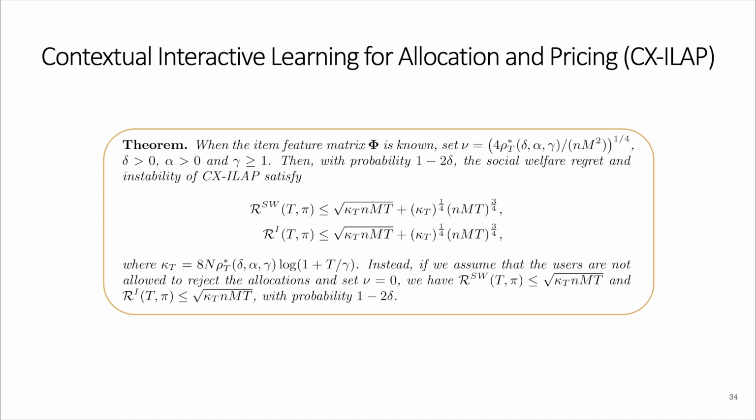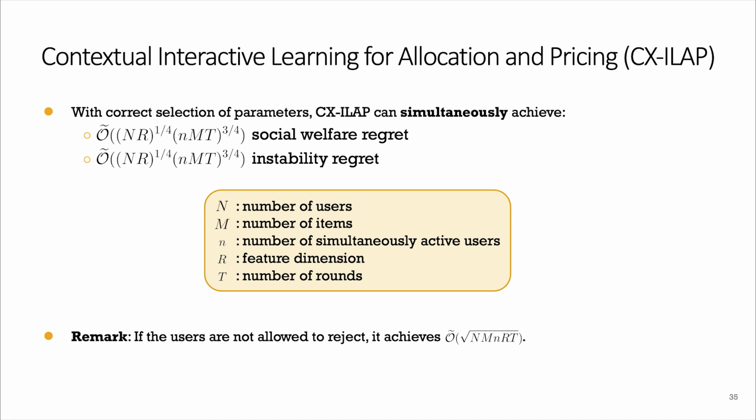At the end of the day, we end up with some theoretical result, which looks like this. Importantly, it means that with correct selection of parameters, our algorithm can simultaneously achieve this order of social welfare regret as well as the same order of instability regret. One important thing to note about this order is that it is sublinear in t, which means that on average the amount of regret that we incur goes to zero as time progresses, as our horizon increases. On top of that, it is sublinear in the number of users. It is also sublinear in the number of items.